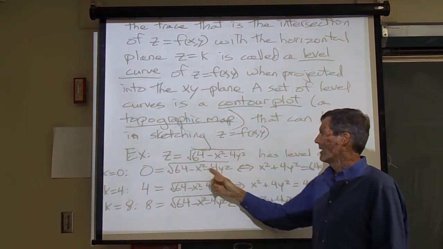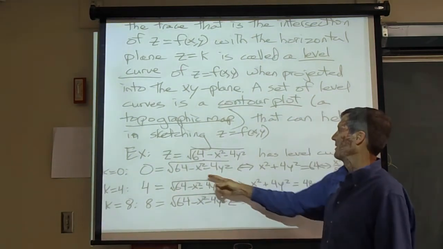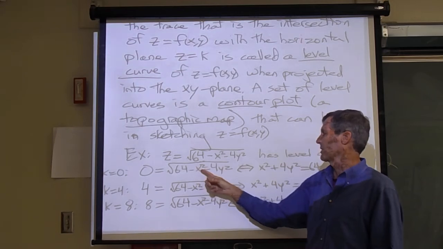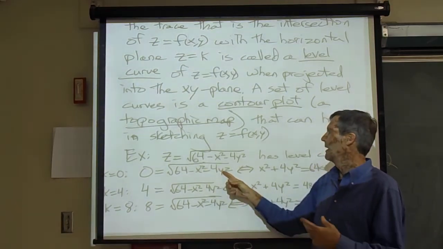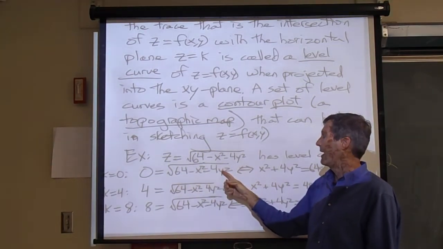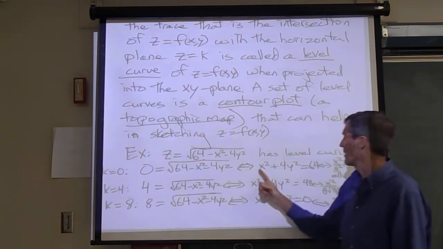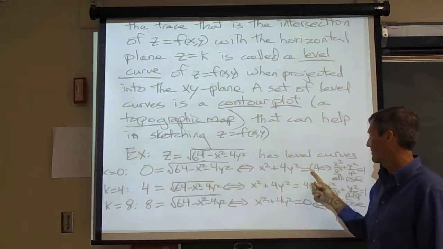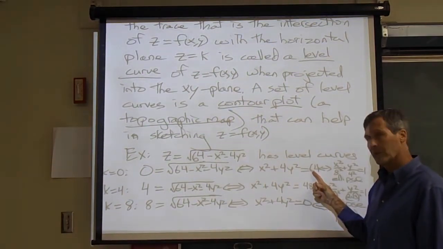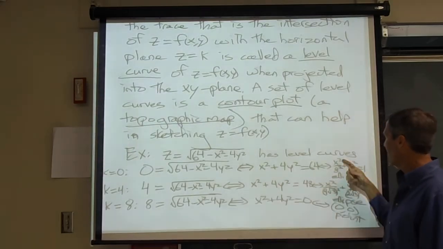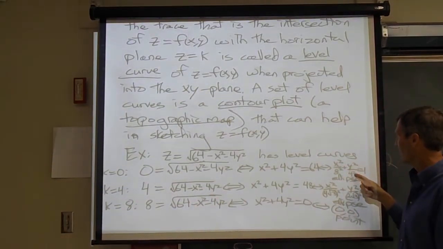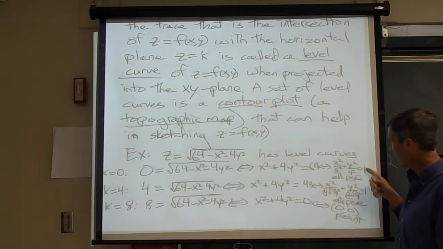So how can I sketch that? Maybe I'll square both sides. Get 0 equals 64 minus x squared minus 4y squared. And then if I add x squared plus 4y squared over to one side, I get x squared plus 4y squared equals 64. I know what that is. I'll just divide by 64 and get x squared over 8 squared plus y squared over 4 squared equals 1. That's an ellipse, right?